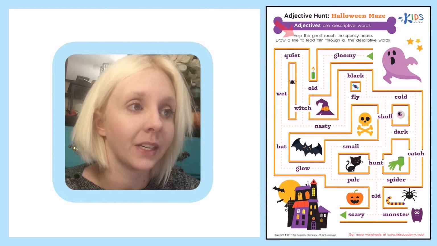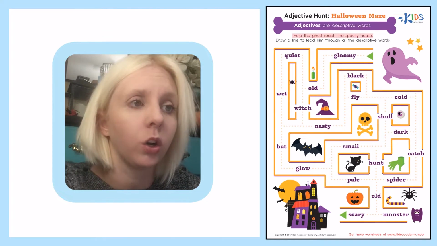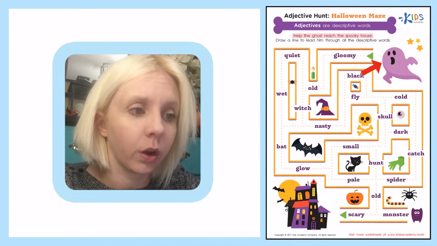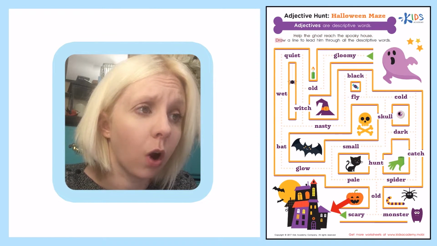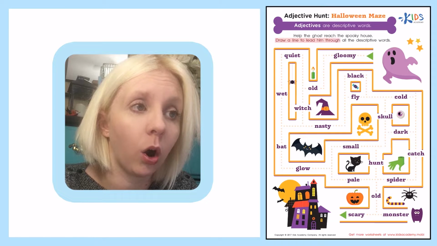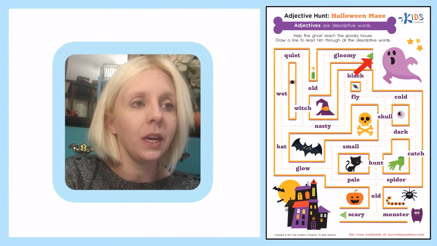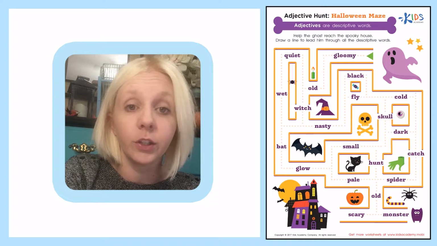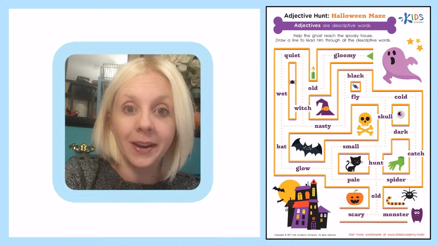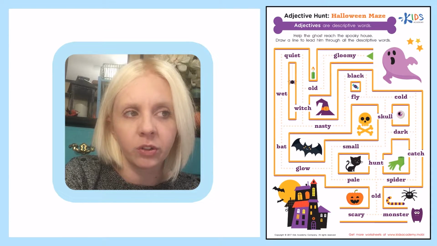The first one says, help the ghost reach the spooky house. So we've got our ghost right here, and we're going to try to help him reach this house down here. And it says, draw a line to lead him through all the descriptive words. So we're going to start right here with our ghost, and we're going to go through this kind of little maze. What is our first word? Our first word is gloomy.